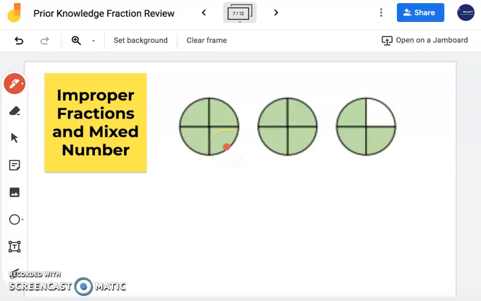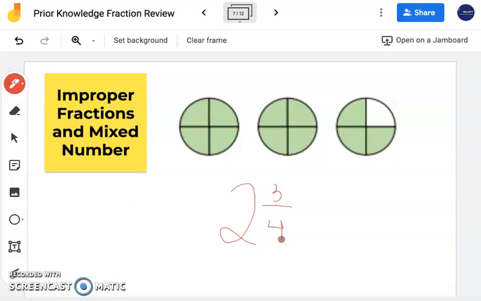We have 3 circles, and I found that 2 of them were fully shaded in. So we have 2 wholes. But now my third one, I don't have a full circle. So I look here and I see that, well, 3 pieces are shaded in, and I notice that every single circle is broken into 4 equal pieces, which is telling me my denominator is going to be 4.